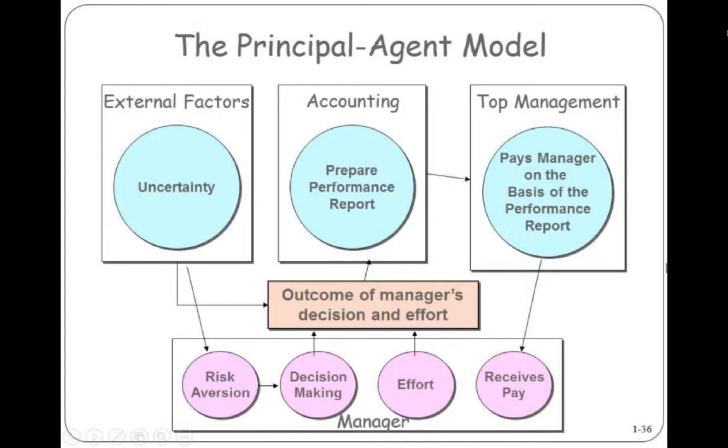So this is just a visualization of the principal-agent model. You have your external factors, your risk aversion. You make decisions. This is the individual. This is the agent. You make decisions. You create an effort. You have outcomes, results. Those results, management accounting figures out how you did, and then you're given a bonus based upon your results. That's just a visualization of how the principal-agent model works.